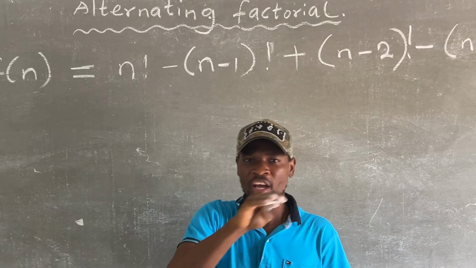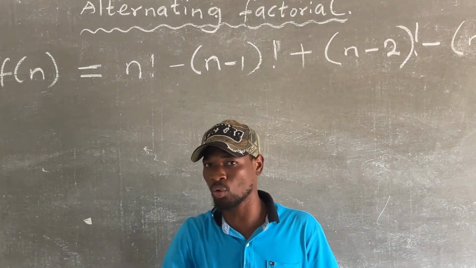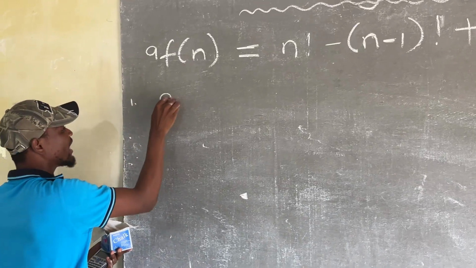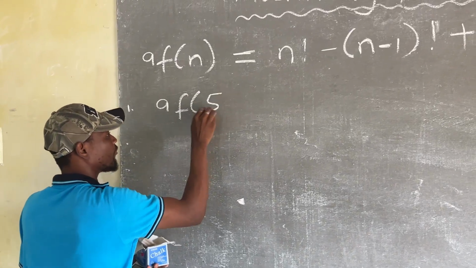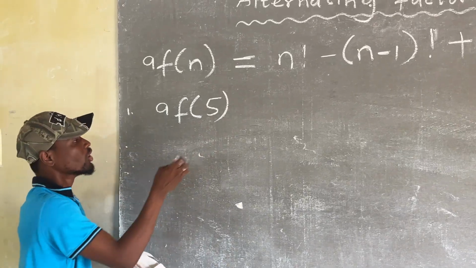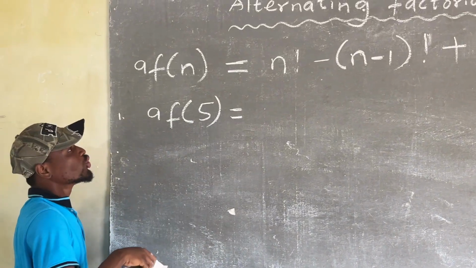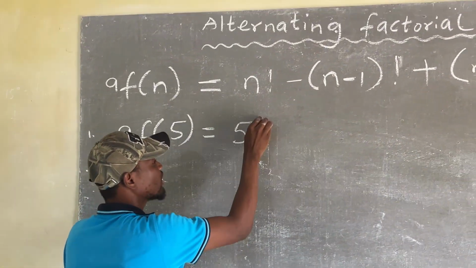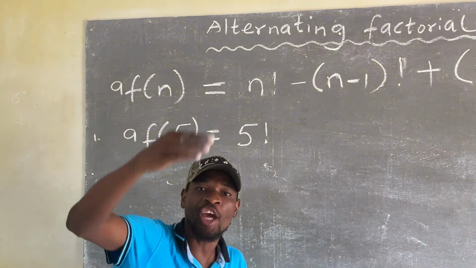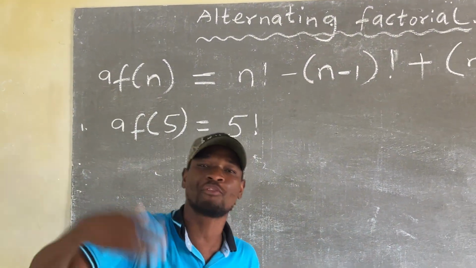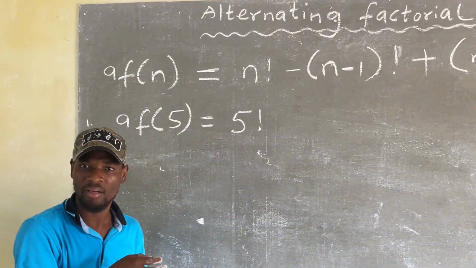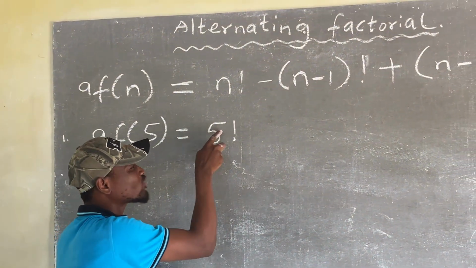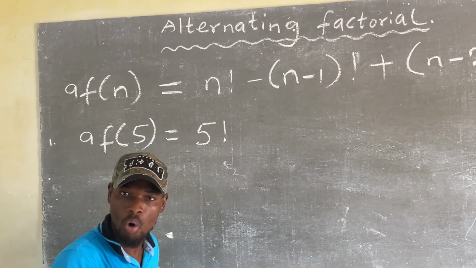Alternating factorial. Evaluate the following alternating factorials of n. Question 1: evaluate the alternating factorial of 5. It is written this way. You begin with the number 5, so have it to be 5 factorial. Then remember, you keep subtracting 1 from the integer. When you subtract 1 from 5, what do you have? 4. So I have 4 factorial.